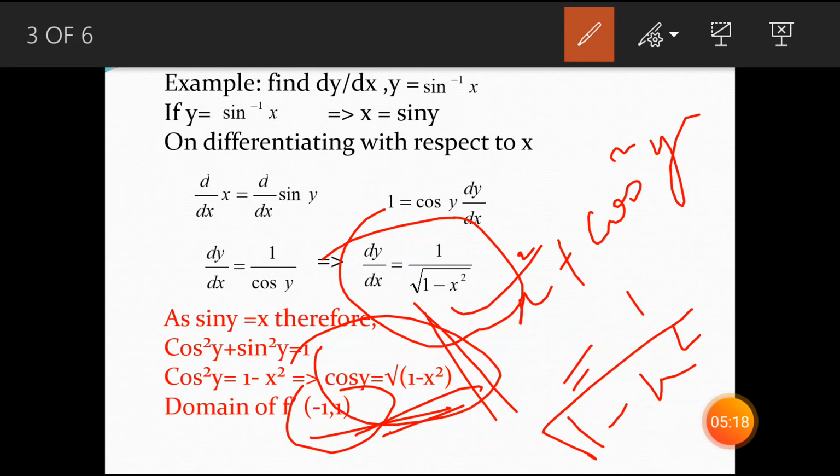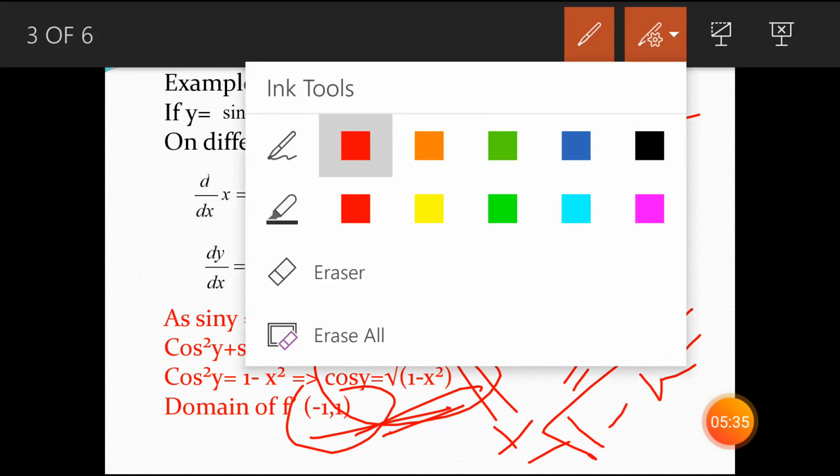One question I am leaving for you here, because generally whenever we solve the root we get the answer in plus minus, but I am not using minus here. So my question for you is, why am I not writing minus? Just think and answer me. Now you see the next one.